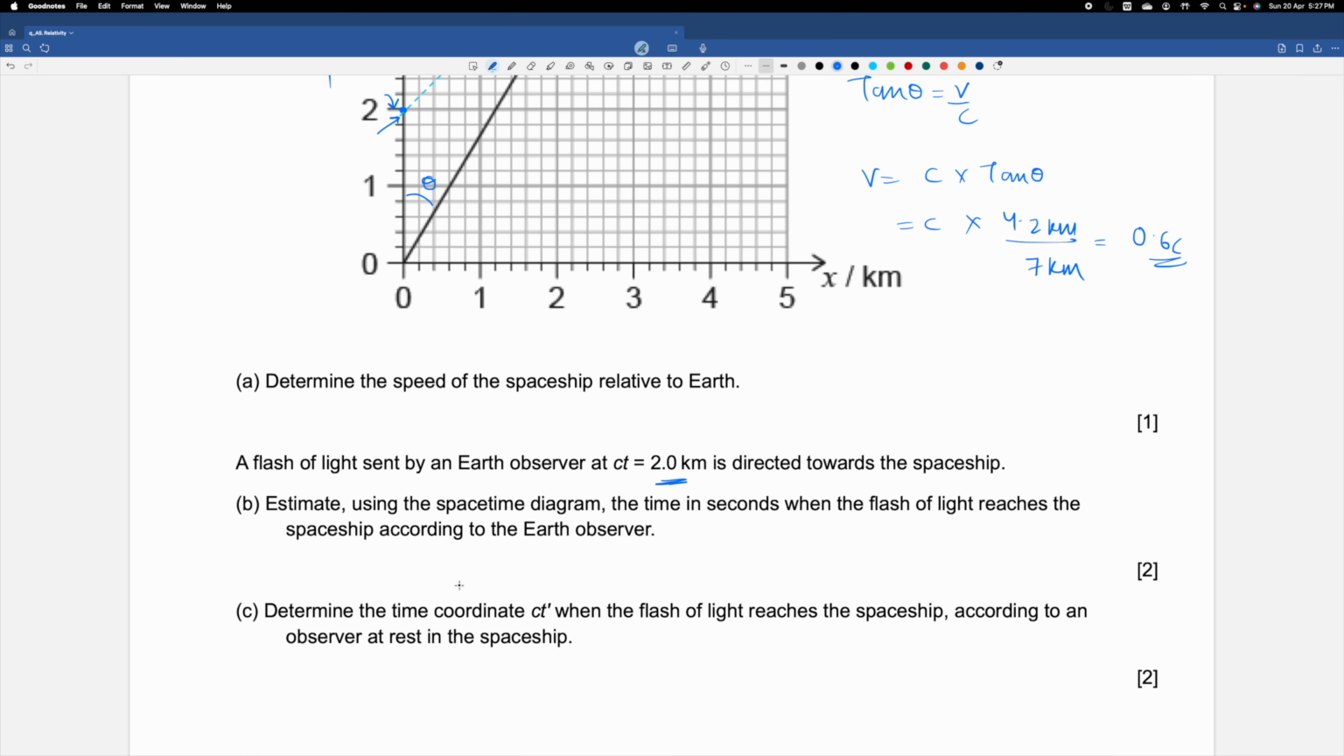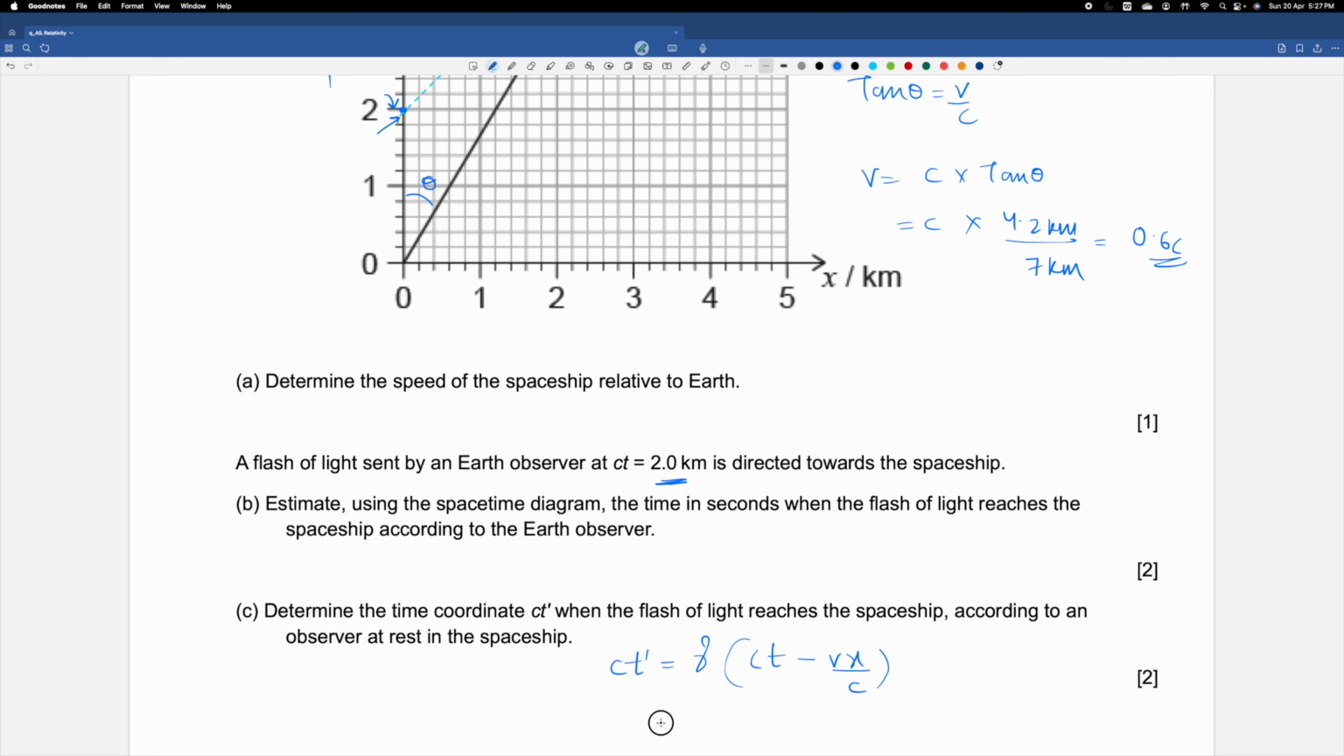Determine the time coordinate CT prime when the flash of light reaches the spaceship, according to an observer at rest in the spaceship. So basically they're asking what the time coordinate CT prime is with respect to the moving frame. I'm going to use the Lorentz transformation equation, that is CT prime equals gamma times (CT minus Vx over C).